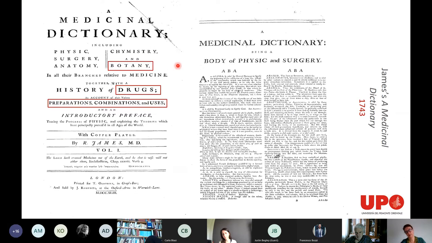To start with a discussion, it's relevant to have a look at the title pages. This is James' title page. Botany is included. These are the major domains included in this medicinal dictionary. Botany is included, and it is associated, as chemistry is associated, to the history of drugs and also the preparations, combinations and uses. You can see this is the first page. It is a very, very dense folio page. The medicinal dictionary is in folio volumes, so very dense and detailed, but just a handful of entries.